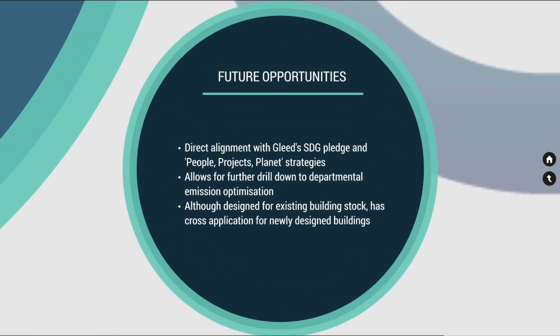And then finally, the future opportunities for this. So the one we've created has been a direct alignment with Gleeds' SDG pledge and the three topics from their ESG strategy of people, project, and planet. This could be changed to whatever company would be able to use this model, so how it would fit in with them. There's definitely also room to allow for further drill down into departmental emissions to see who specifically is using the most carbon and their impact on the company, and then you can work with them directly to help reduce your carbon impact.